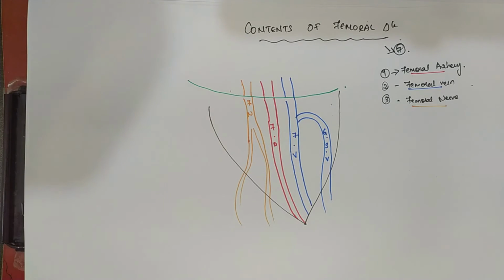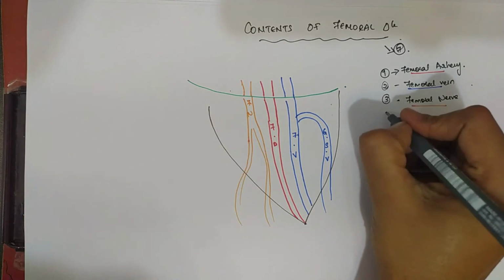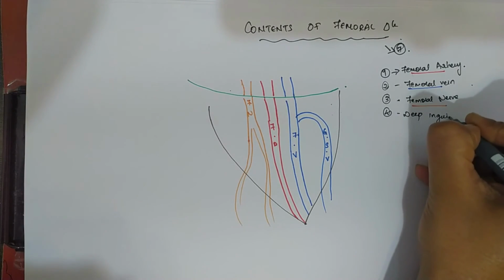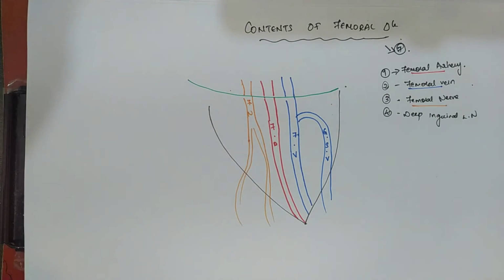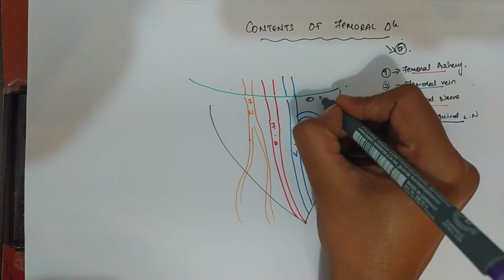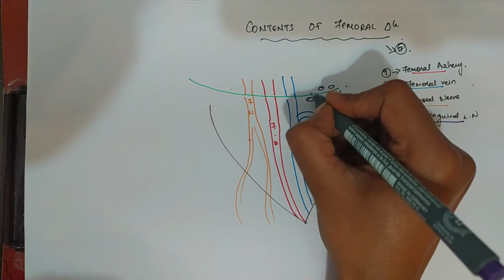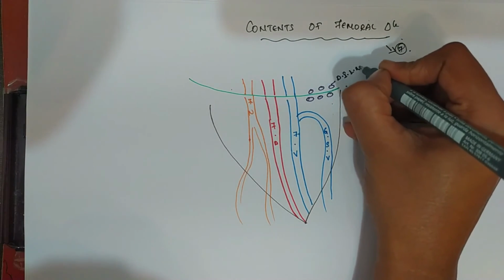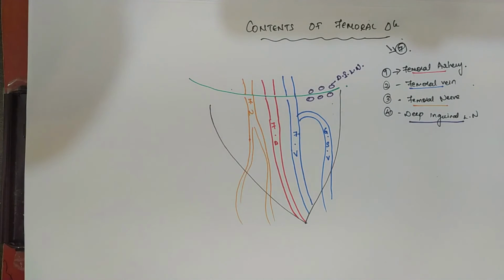Along with this, we have some inguinal lymph nodes seen. So we have the fourth structure as the deep inguinal lymph nodes. These are seen in the upper part of the femoral triangle, near the inguinal ligament. So here we have a collection of lymph nodes, that is nothing but the deep inguinal lymph nodes. So this is the fourth content we have in the femoral triangle.